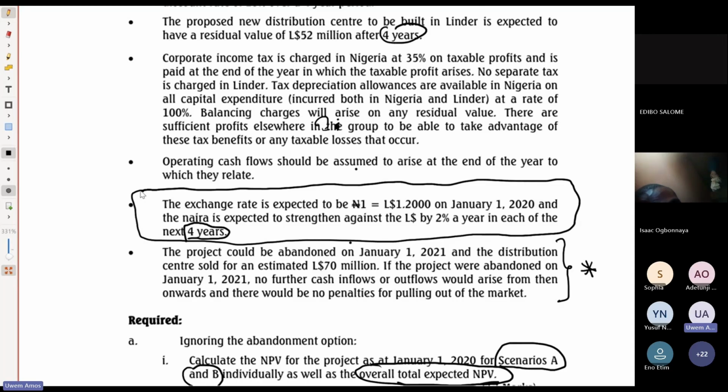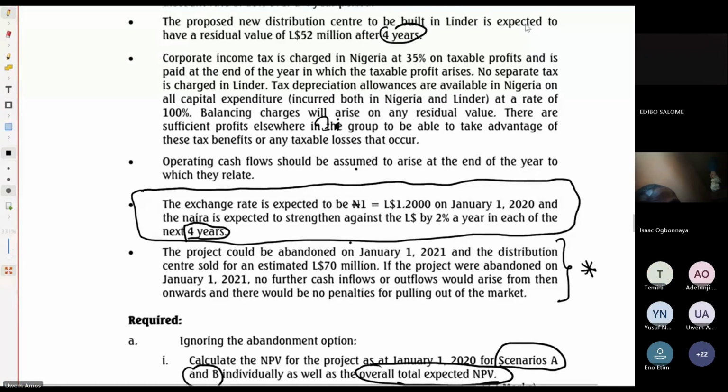Okay, so it reads, the exchange rate is expected to be 1 naira equals 1.200 Lindarian dollar. Quick pause. Which is the variable and which is the base? Guys, we don't have to miss that. Which is the variable and which is the base? Who wants to give us a try? Just make use of the hand raise feature so I can call on you. Let me hear someone else's voice.